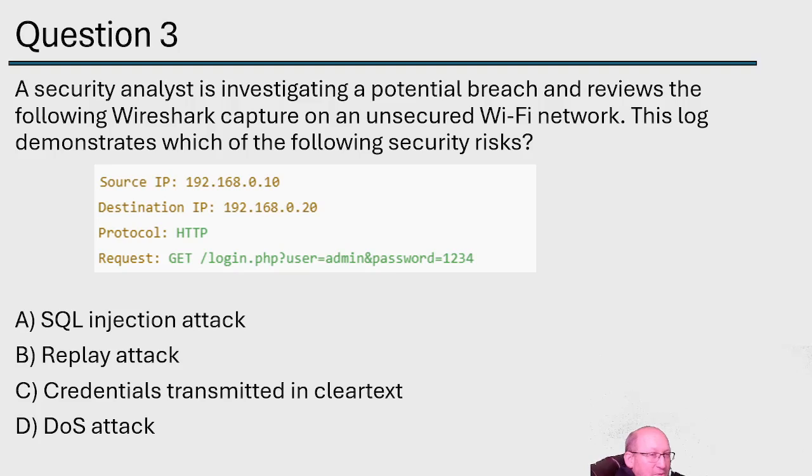Let's try and narrow this one down, right? A security analyst is investigating a potential breach and reviews the following Wireshark capture on an unsecured Wi-Fi network. This log demonstrates which of the following security risks. If we look at this, the big one that stands out to me is the get request and then the user equals admin and password equals 1234. And we see that. So which one is it, right?